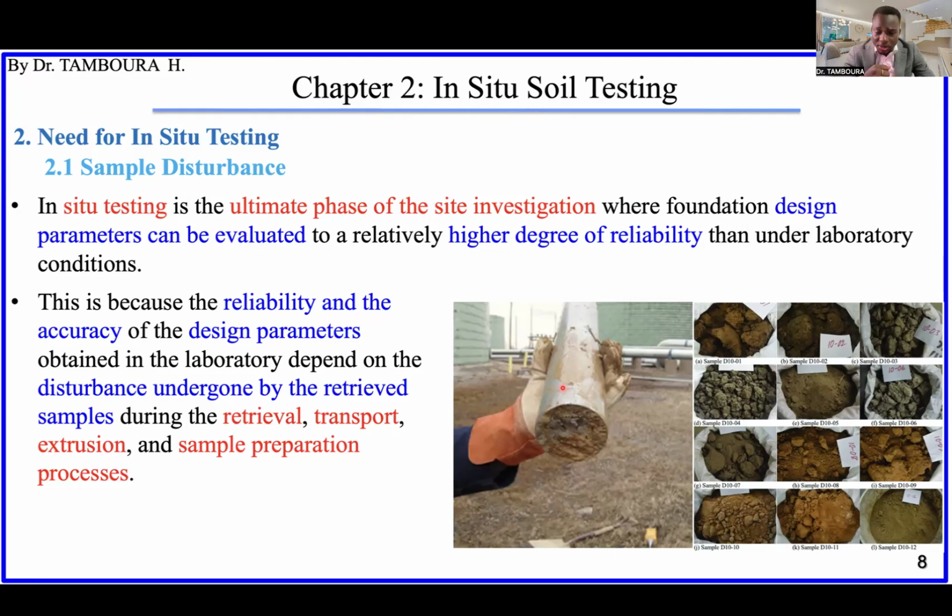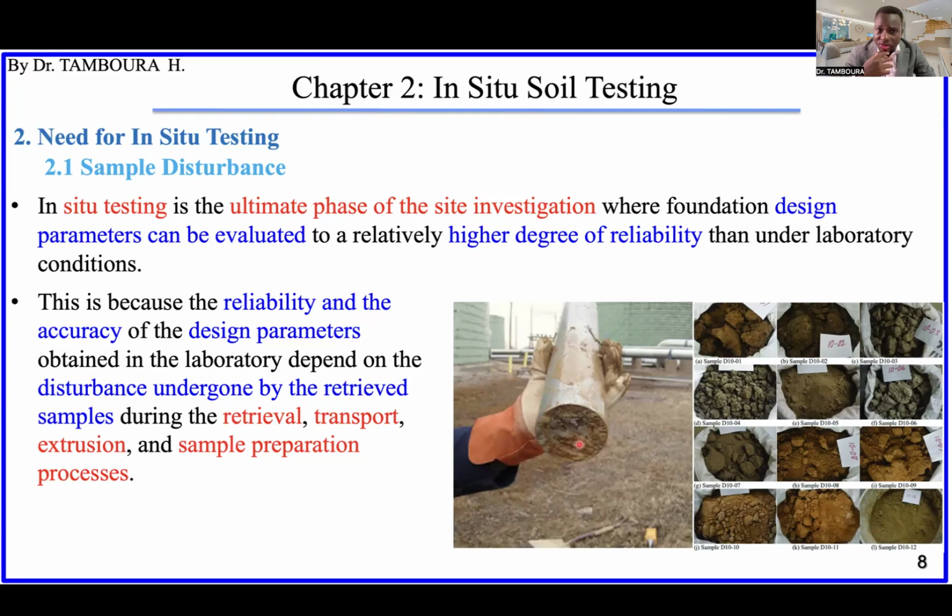So in the lab, you take the sample from the ground, from underground. During the sampling, it can cause soil disturbance. Transportation from the investigation site to the lab can cause disturbance. Extrusion can cause disturbance. The preparation process also can cause disturbance, because when you go to the lab, you have to prepare the sample before testing it. This preparation also will cause disturbance. So there are many factors that cause sample disturbance.